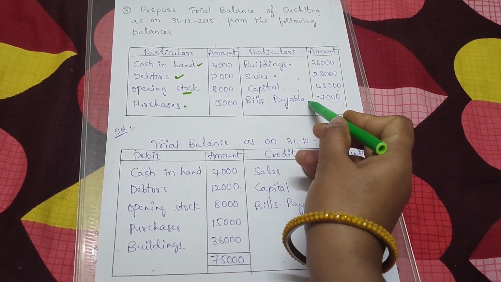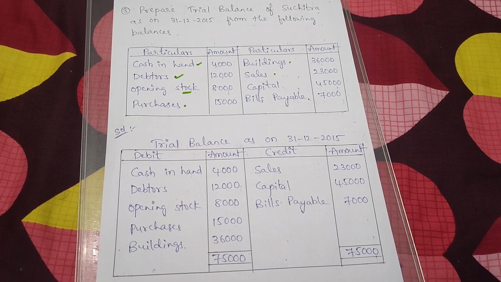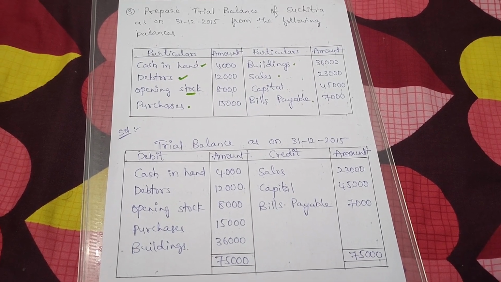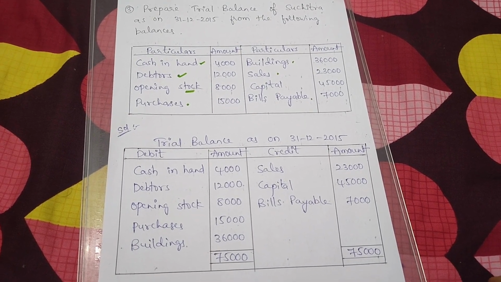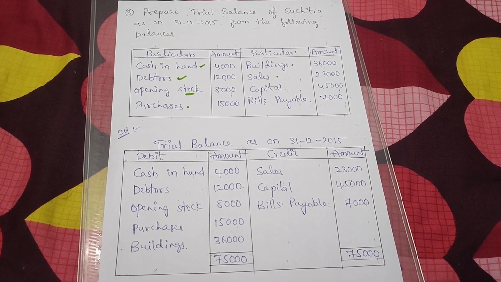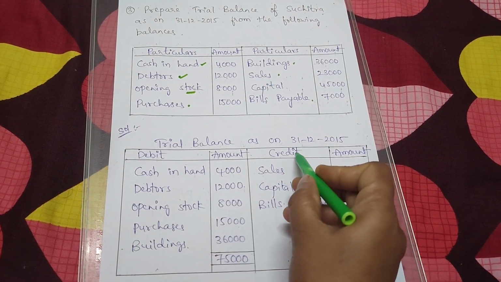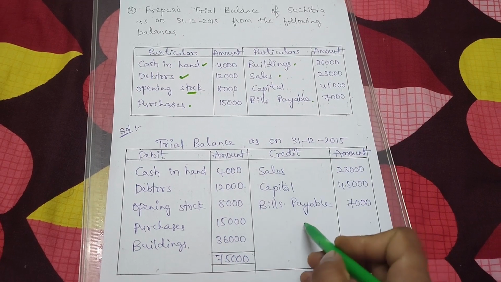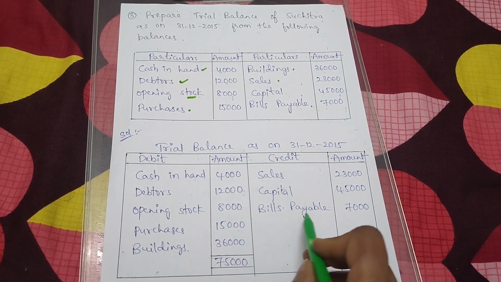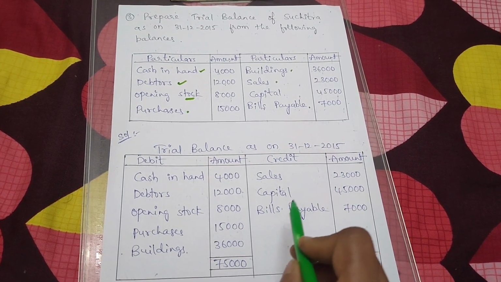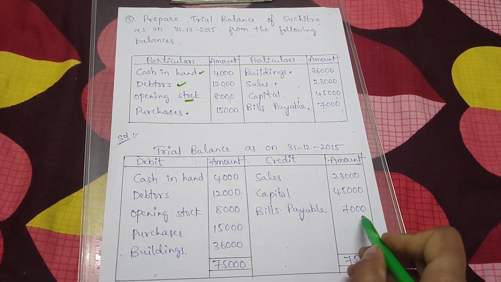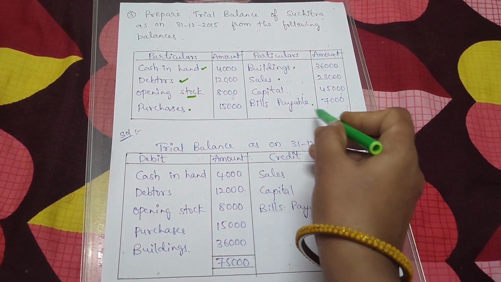Next, bills payable. Bills payable is a liability, students. So if it is a liability, according to the trial balance rule, all liabilities should be credited. So we should record under credit. That is why I recorded bills payable under credit, 7,000 rupees. All items finished.